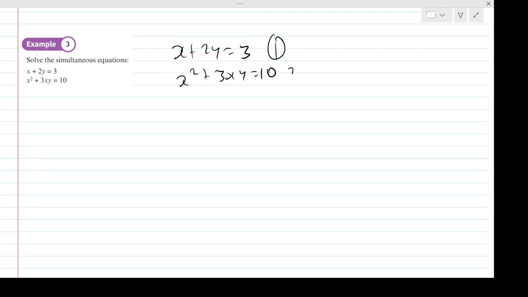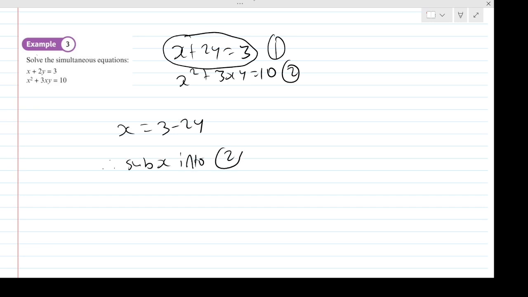So again, if we call these equations 1 and 2, we're going to rearrange one of the equations, the linear one. So rearrange for one of the variables. So let's say x is going to be 3 minus 2y. So if I therefore sub x into the other equation, I'm going to get x squared, which is (3 minus 2y) all squared, add 3x, which is 3 minus 2y, lots of y, equals 10.